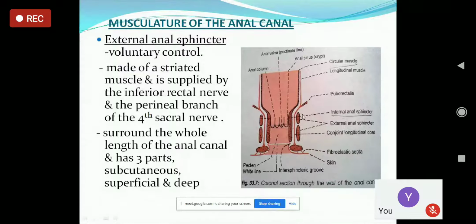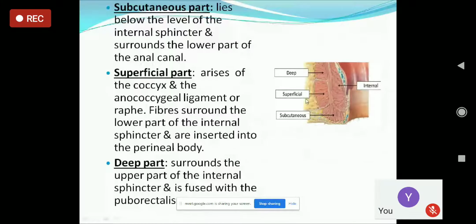Most another is the external anal sphincter. The external anal sphincter is under voluntary control. It is made up of striate muscles and supplied by the inferior rectal nerve and the perineal branch of the fourth sacral nerve. It surrounds the length of the anal canal and is divided into three parts. Look at here: the first is subcutaneous, another is superficial, another is deep.